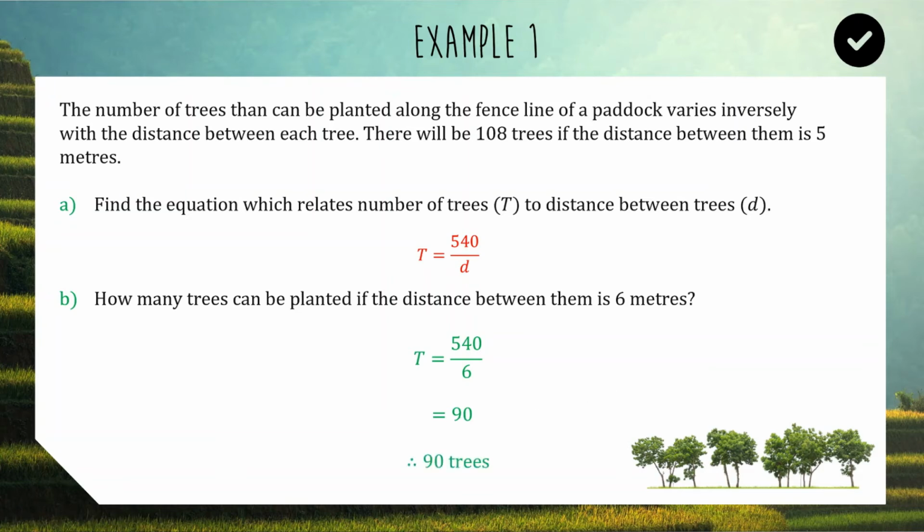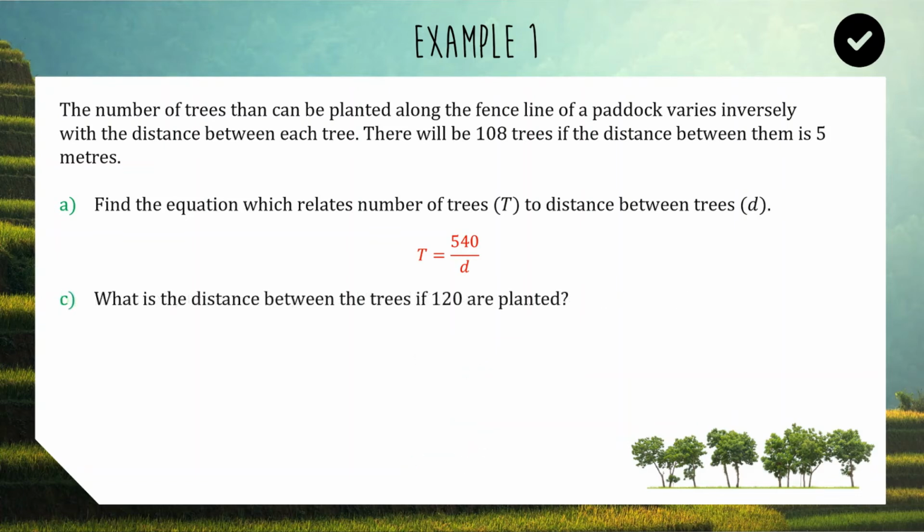And now for part C, pretty similar. What is the distance between the trees if 120 are planted? Okay, so now we know that the number of trees, which we represent by capital T, that's going to be 120. We're going to use this equation and try and figure out what the value for distance is, because we're trying to find the distance between the trees. All right, we take our equation, we make the T value equal to 120.